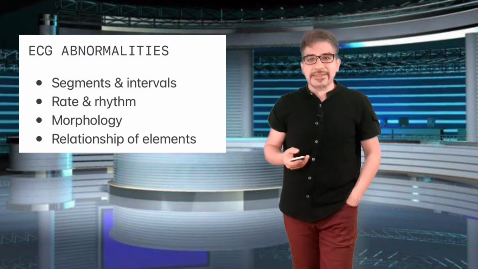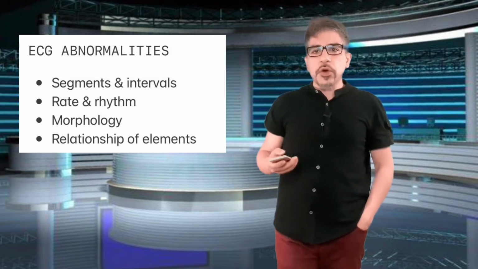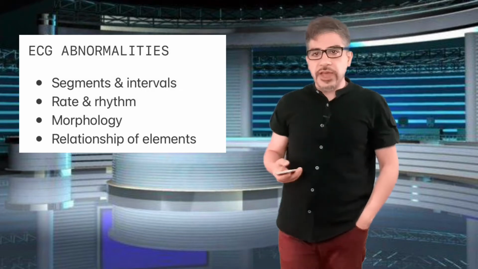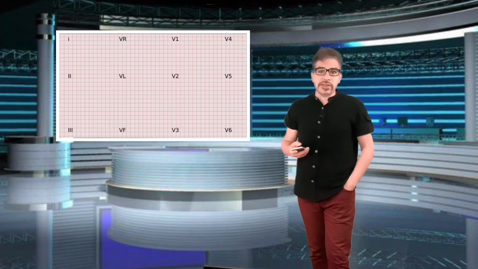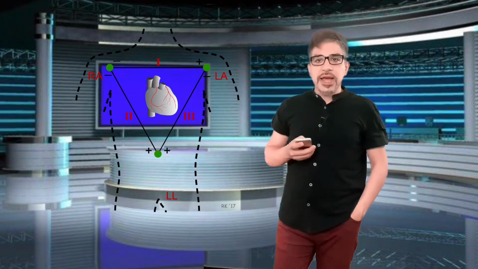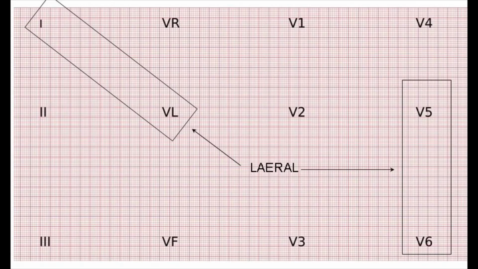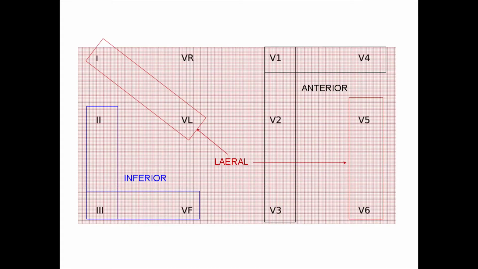We can broadly speak of our ECG headaches as abnormalities of segments and intervals, abnormalities of rate, rhythm, morphology, and the relationship of ECG elements relative to each other. But first, let's revise our 12 leads. There are 6 limb leads and 6 precordial or chest leads. Each set of leads looks at the heart from a different angle. As such, we can broadly divide the leads into inferior, anterior, and lateral. If you need to memorize these, pause here and move on when ready.